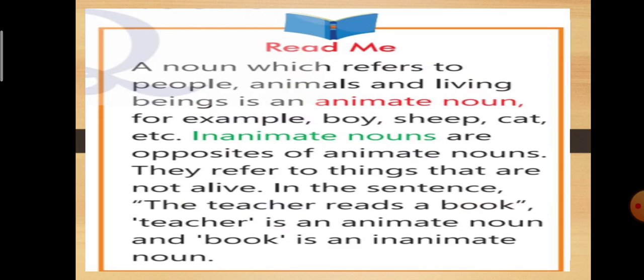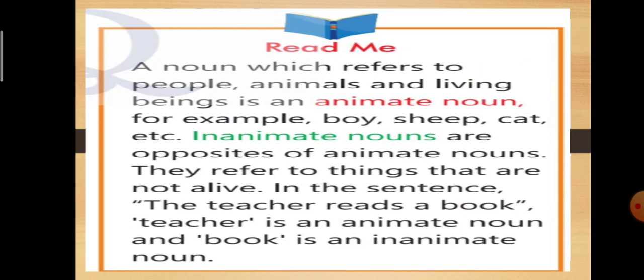So the noun which refers to animals or people, जो लोगों को या फिर एनिमल्स को, इन टू चीज़ों को रेफ़र करता है, उनके बारे में बात करता है, that noun is animate noun. That refers to, that talks about the living beings like people or animals.